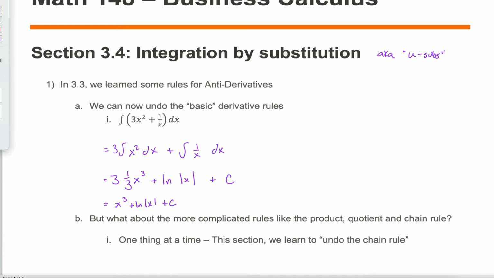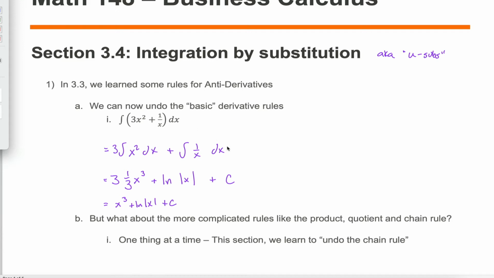That was meant to be a quick review of what we learned in the previous section, because in this section we're going to build on that. The reason I can take the antiderivative of this is that the derivative of the answer isn't that complicated. The derivative of x cubed is just 3x squared, which shows up right here. The derivative of the natural log of x is just 1 over x, which shows up right here. The derivative of a constant is 0. It's not that complicated to take the derivative of this answer to get back to this question. That's why I'm able to figure out this antiderivative to begin with.